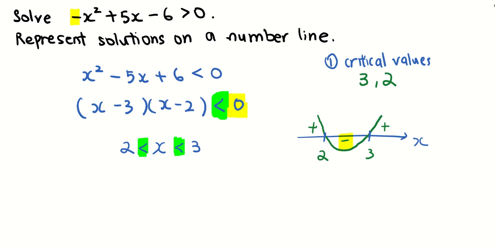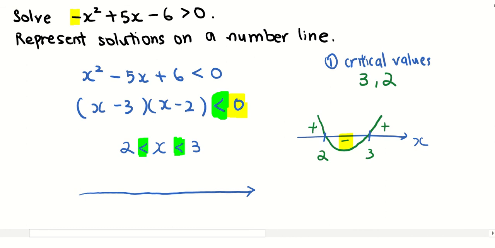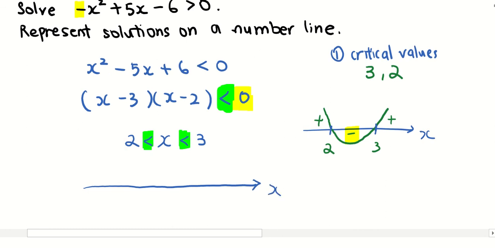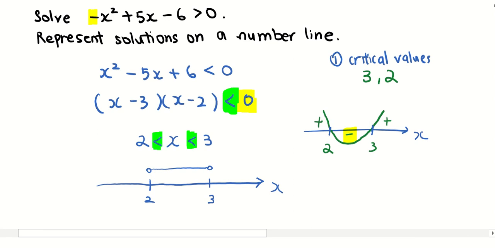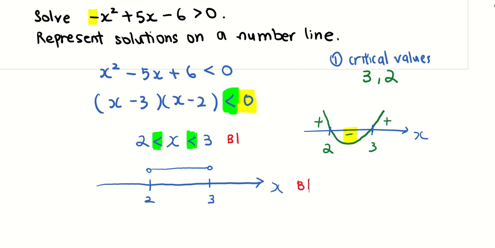If I want to represent my solutions on a number line, please use a ruler. No ruler means minus, penalize 1 mark. So use a ruler, draw the x-axis, label my critical values 2 and 3, circle, circle. Need to color or not? No need. And how do I represent? I just need to have one line. Just draw one line, connecting it. And this is how we solve. Usually this kind is 1 mark. Okay, we are done.